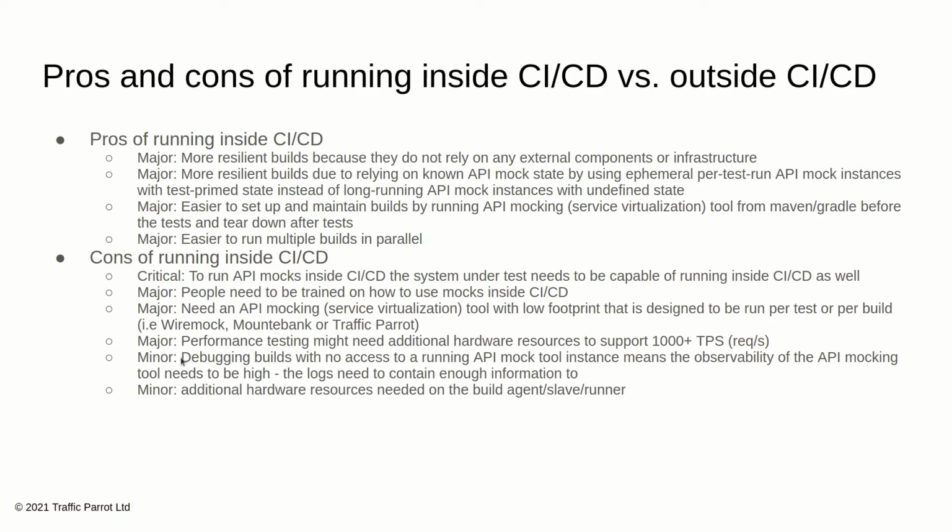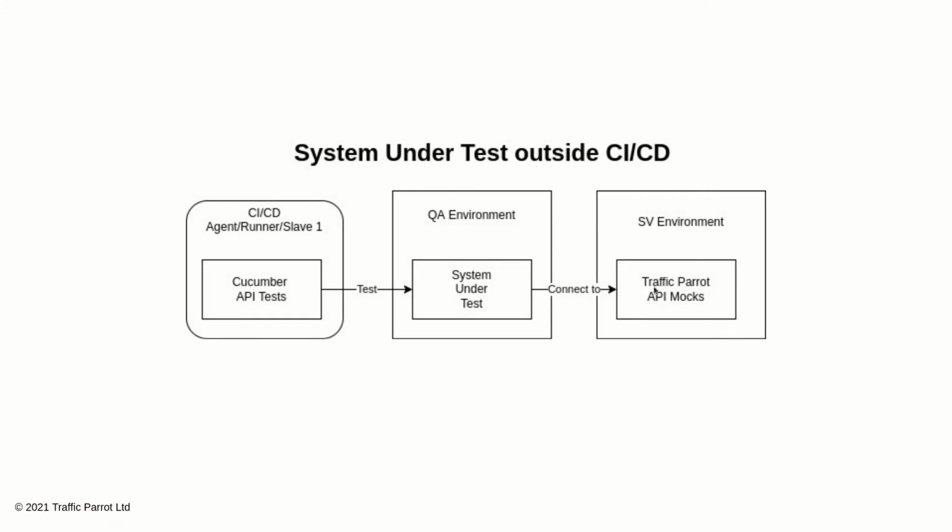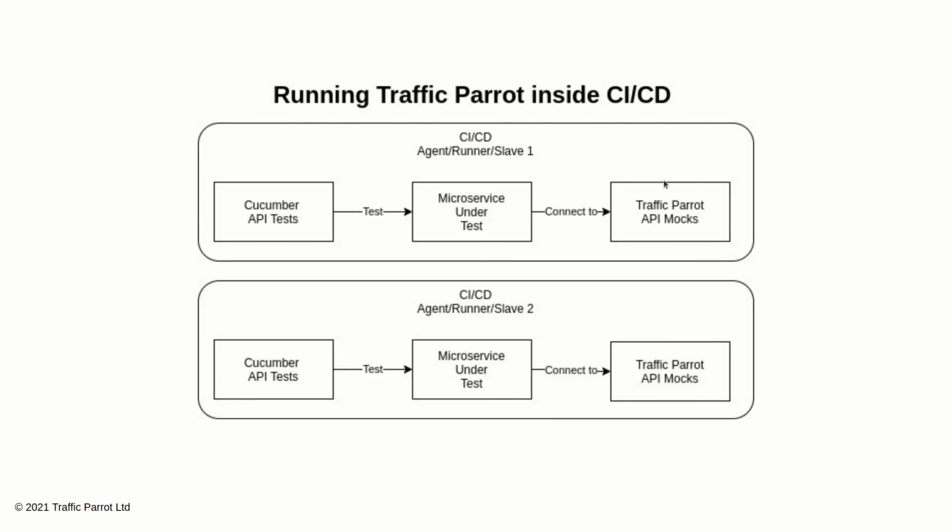Another minor issue might be that debugging those builds or pipelines with no access to a running API mock means that the observability might be impacted. So basically, if you're running like this, you can actually access the user interface of these mocks and see what's going on. Whereas in here, since they're being torn down after the build, and when the build, let's say, failed, you need to be able to look at the logs of this tool and make sure that there's enough in the logs to help you understand why the test has failed. And fortunately, tools like we've mentioned already do that pretty well, like Mountebank, WireMock, or Traffic Parrot.